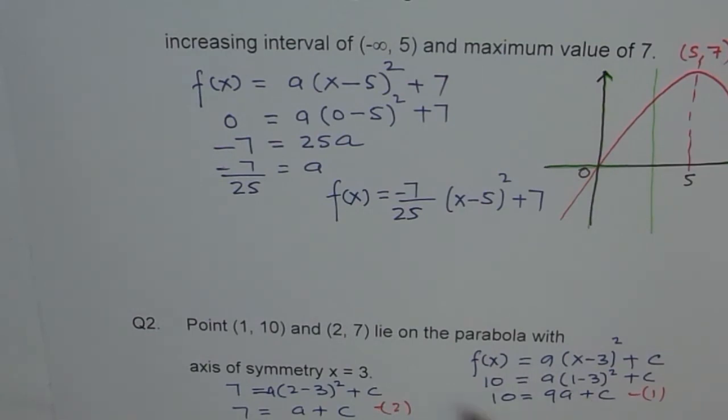So if you subtract one from the other, c gets eliminated, and 9a minus a will be 8a, and 10 minus 7 will be 3. So you get 3/8 as the value of a. Now you can plug in the value of a and find c. So that is how you have to solve this, correct?